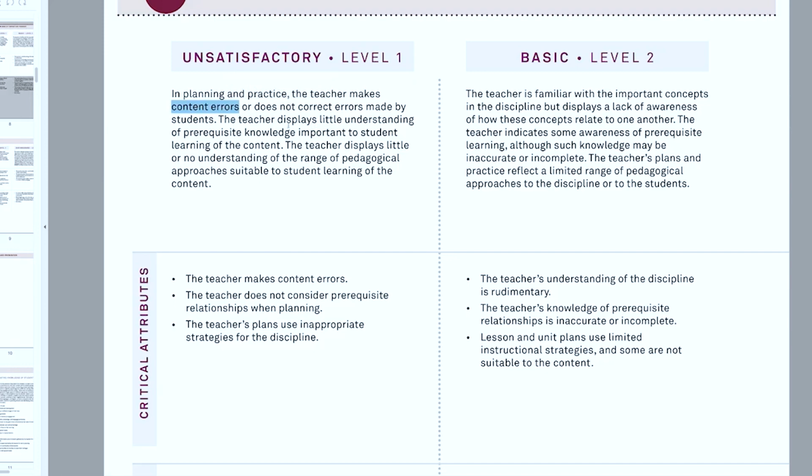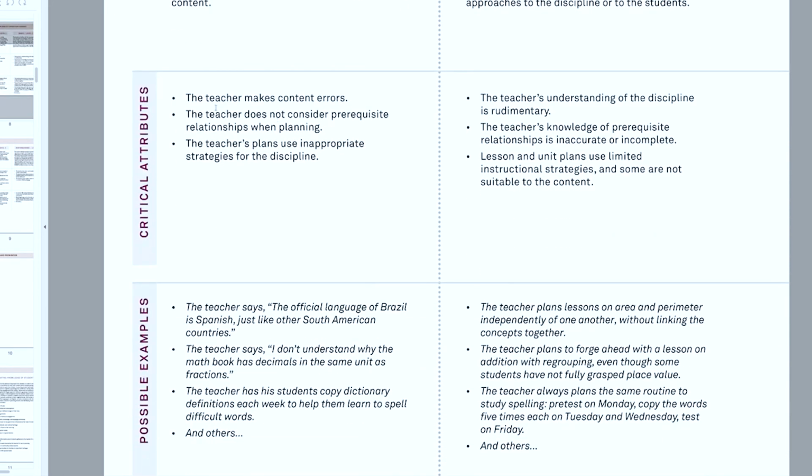So, displays little understanding. This is where you don't really know the content you're teaching, and this can be problematic, obviously. And then it says here are the attributes. Here are some examples. So you're making content errors. You do not consider prerequisite relationships. So a lot of times in math, science, English, all of that, the kids have to have prerequisite skills. So you're not thinking about that.